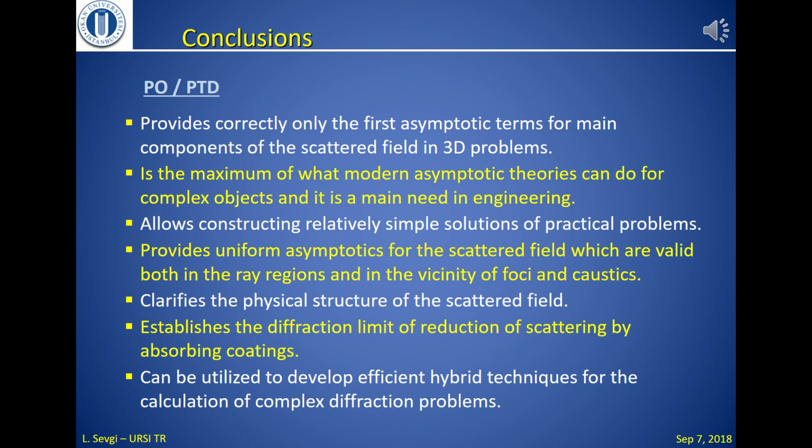They provide uniform asymptotics for the scattered field, which are valid both in the ray regions and in the vicinity of foci and caustics. They clarify the physical structure of the scattered field. They establish the diffraction limit of reduction of scattering by absorbing coatings. And finally, they can be utilized to develop efficient hybrid techniques.